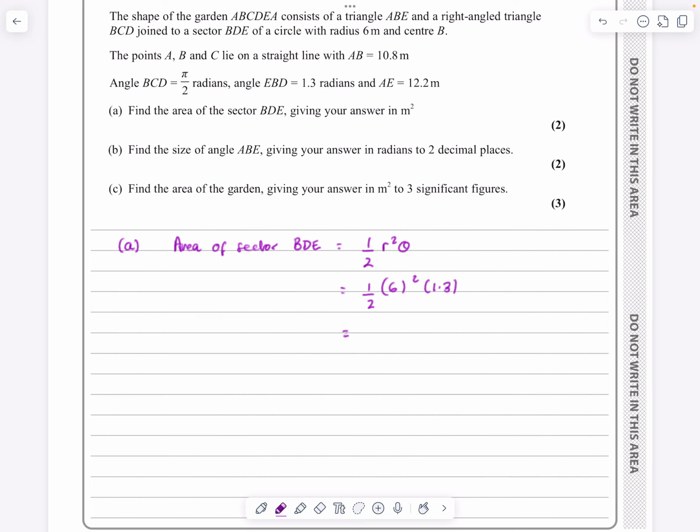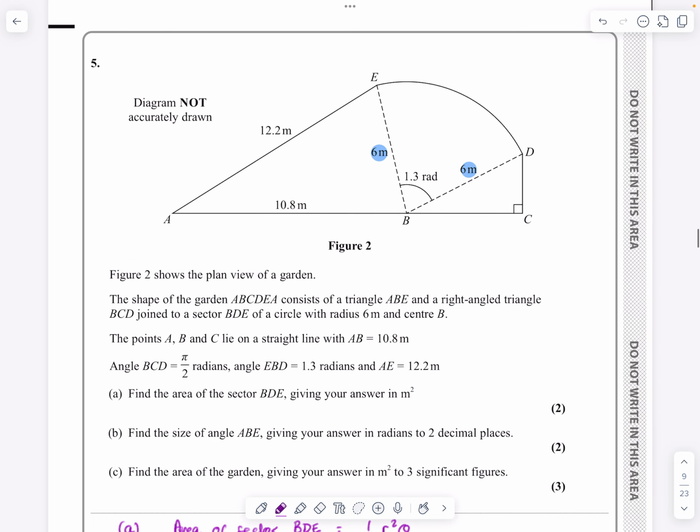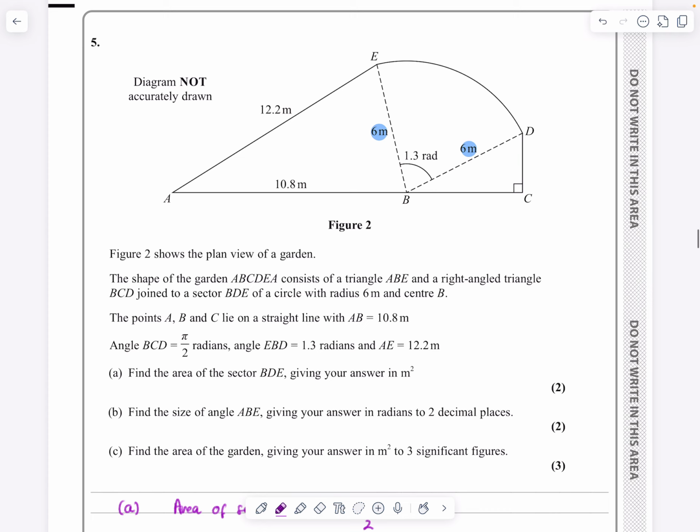That works out to be 23.4 meters squared. And let's just go and check. They've said giving your answer in meters squared. Yeah, they haven't said anything else, so I could do it to any degree of accuracy, but that's part A done. Part B then says, can we find the size of angle ABE? So looking at my diagram, the size of angle ABE, which is that one there. Yeah, absolutely. Again, if I look at this triangle here, I've got all three sides, and if I'm trying to find that angle in there, that's just going to be the cosine rule, isn't it?